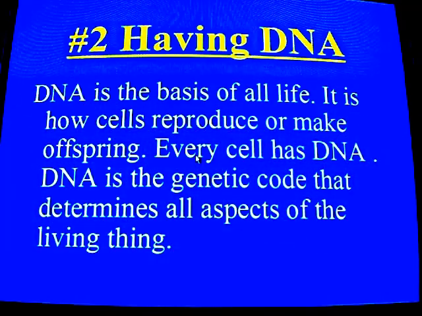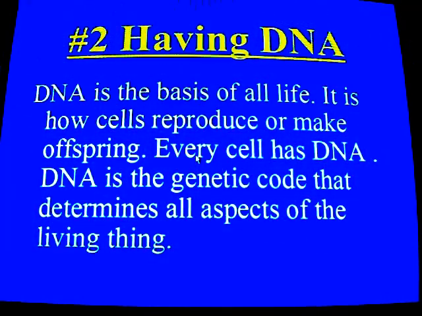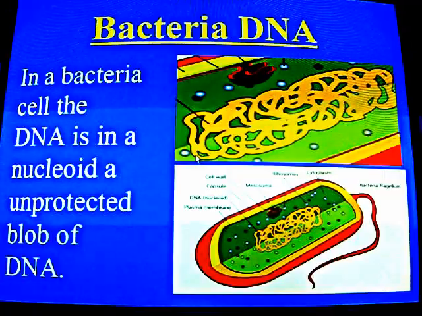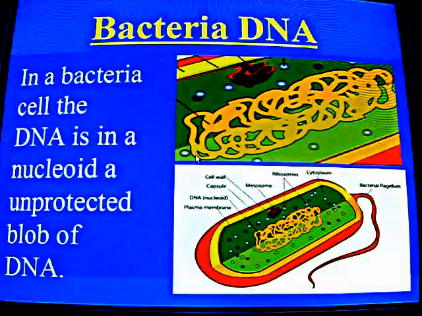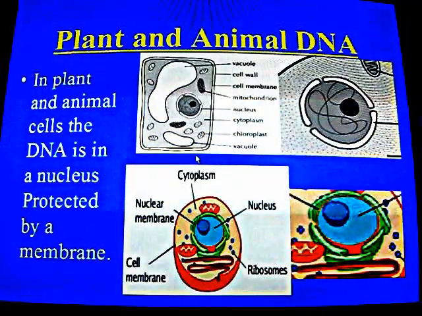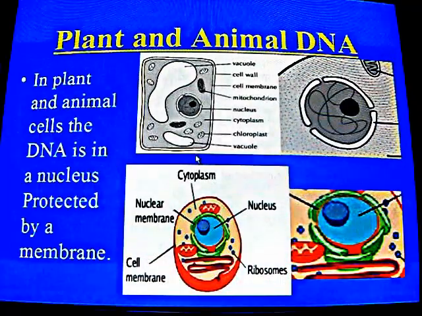The second characteristic is having DNA. DNA is the basis of all life. It is how cells reproduce or make offspring. Every cell has DNA. DNA is a genetic code that determines all aspects of the living thing. In a bacteria cell, the DNA is in a nucleoid, an unprotected blob of DNA inside the cell. In plant and animal cells, the DNA is in a nucleus protected by a membrane.